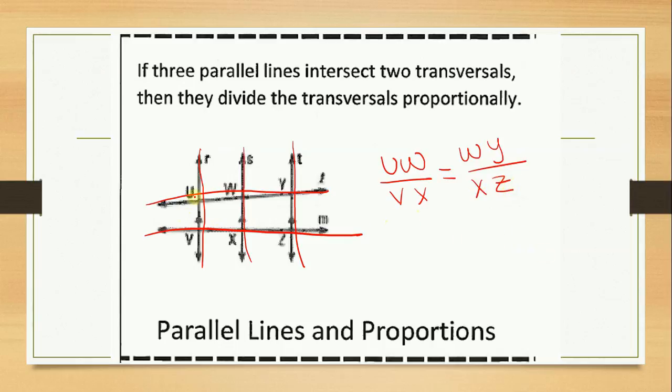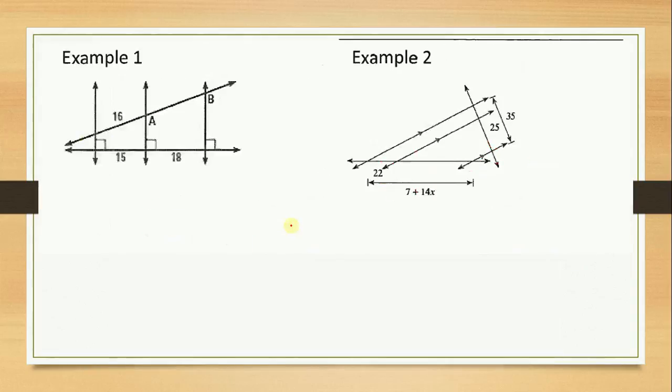Another thing I can do, I can go UW over UY, so I can do the full length as well. That's allowed to you as well. Don't forget, you can do basically a lot of different sides, as long as if I would go UW over UY, I would have to do the same thing of VX over VZ. So just be careful of how you set up your proportions as you work through this. So go ahead and open up that flap.